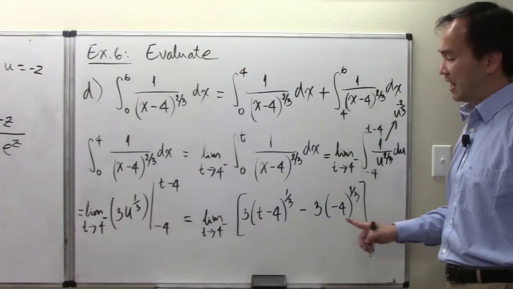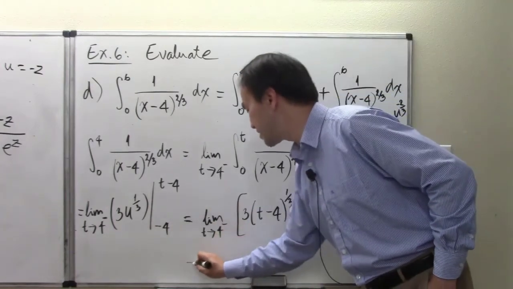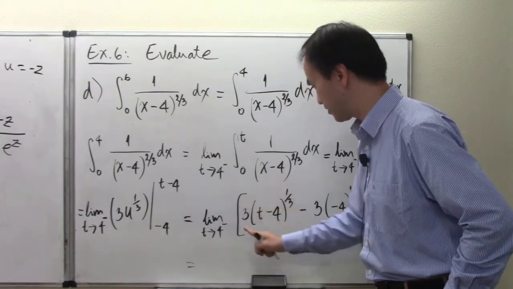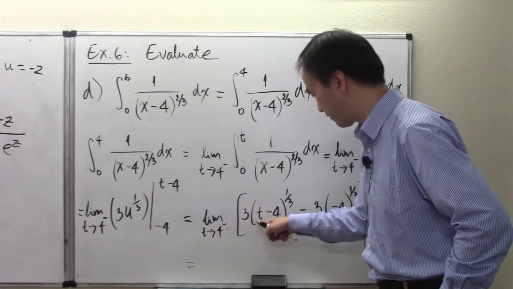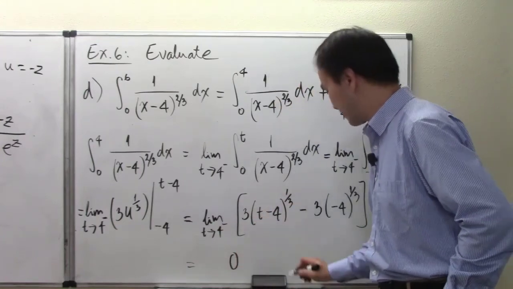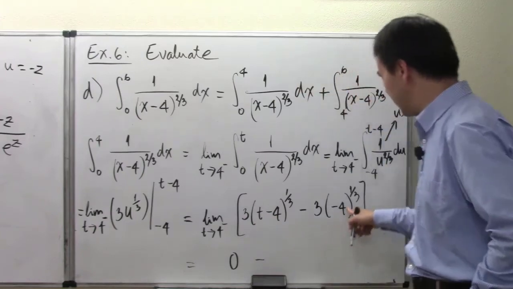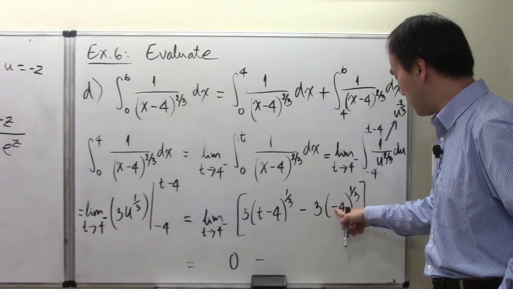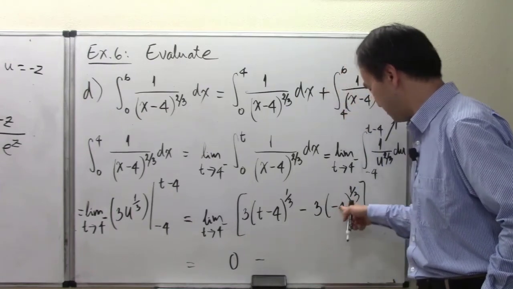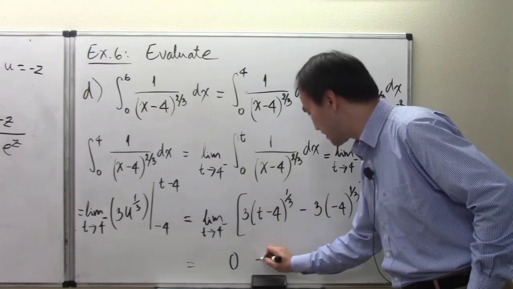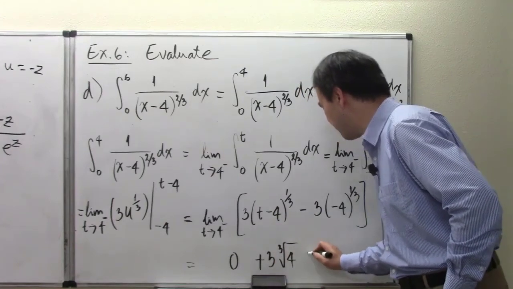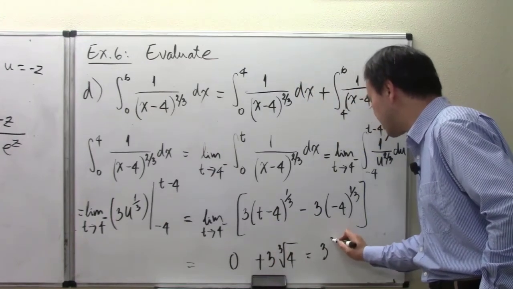And now I'm looking at taking the limit as t approaches 4 from the left hand side. It is clear that this is the only term that's dependent on t. So as t is getting closer to 4 from the left hand side, this whole term goes to 0. So I have a 0 there, and then minus negative 4 in the cube root. We can bring the negative 1 outside, so that's making it a plus 3 times the cube root of 4. So our final answer here is 3 times the cube root of 4.